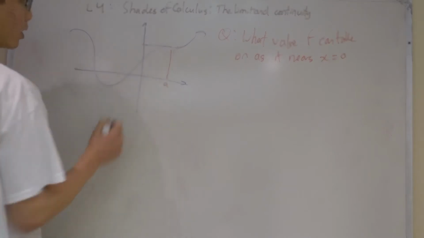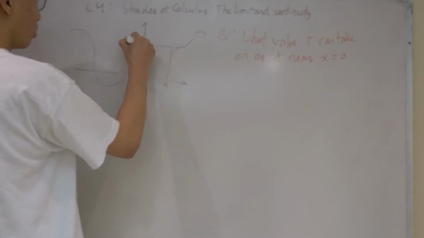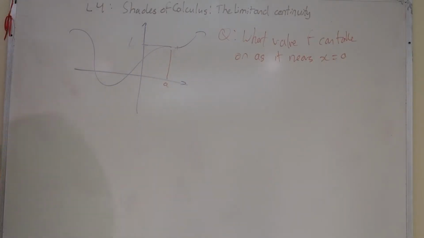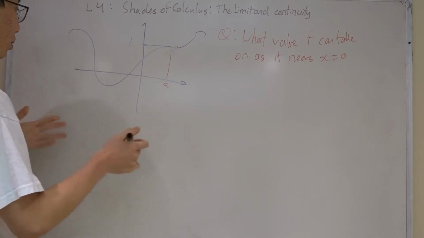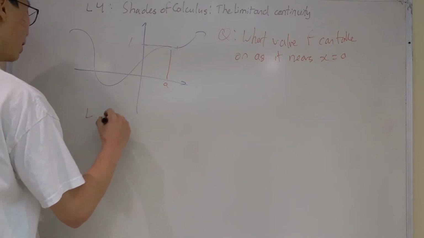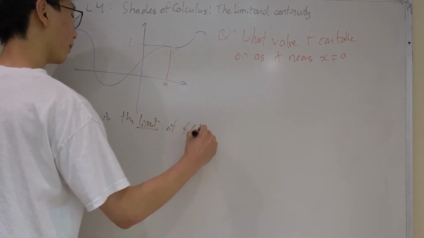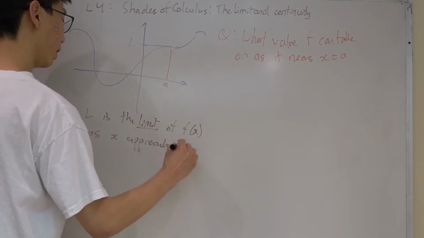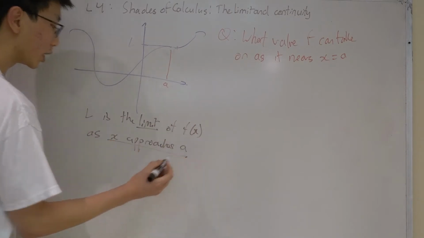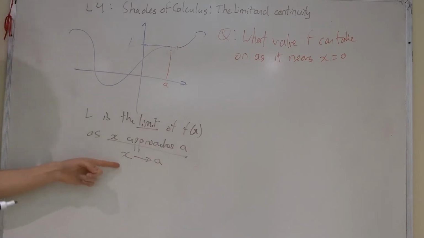So this value here gets a very special name. We'll call it L. And here's our very loose definition. I actually haven't said anything precisely so far. But our rough definition is: L is the limit of the function f as x approaches a. X approaches a, we will abbreviate as x arrow a. That just means x is going to a.